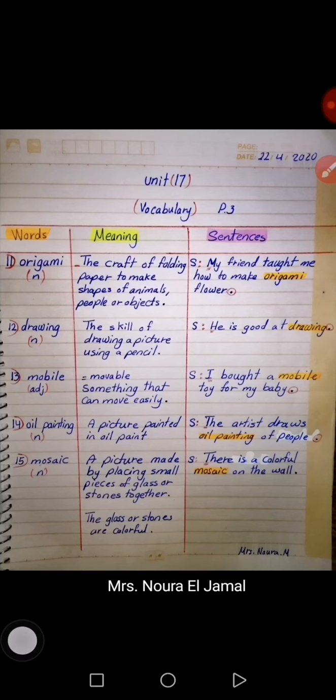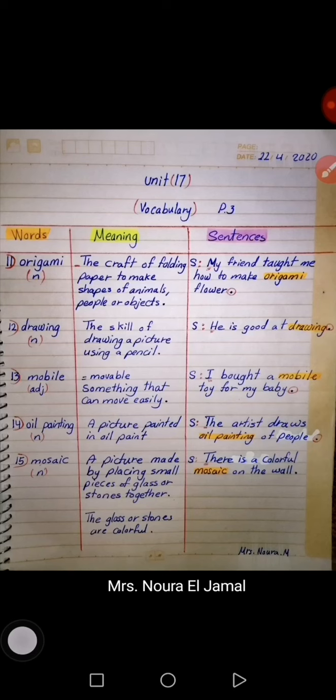What's the meaning of it? The craft of folding paper to make shapes of animals, people, or objects. I know that you can make different shapes using paper, correct? When you fold it, you can make a boat, a doll, or a kite by folding the paper, correct? This one can be called origami. So origami is the craft of folding paper to make different shapes of animals, people, or things. My sentence here will be, my friend taught me how to make origami flower.